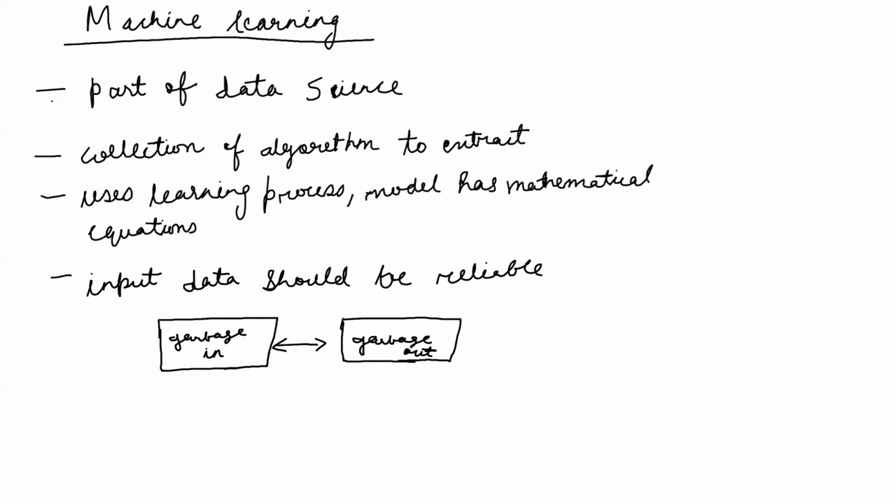One thing which is very important here is that in machine learning the input data should be very reliable. If you give wrong input data, then it can give us a bad output. So it's important to work on the data quality issues. We can say that if we give garbage data, the output will also be garbage, so the prediction will not be very reliable.